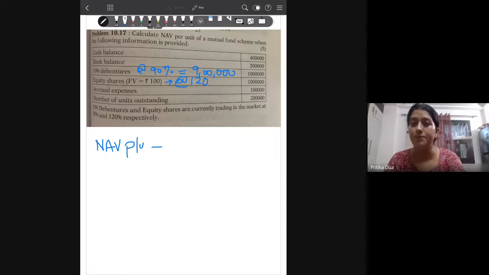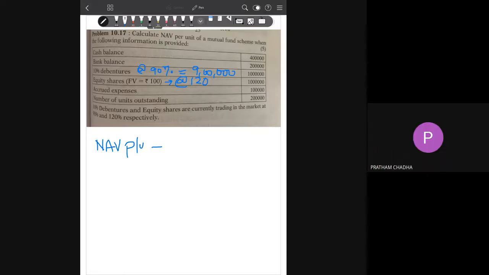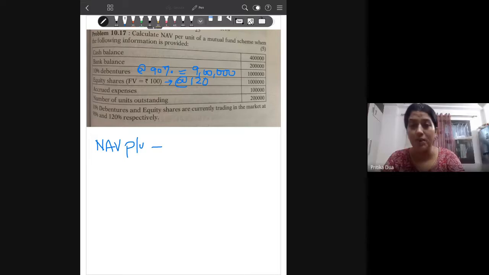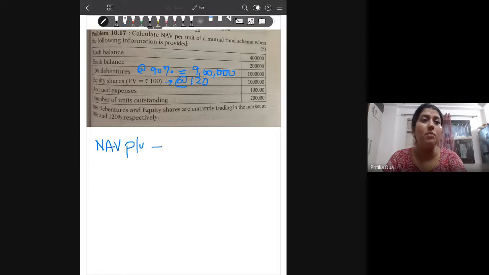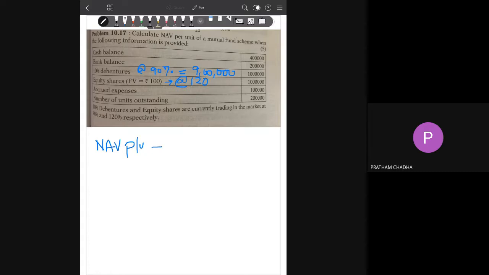Yes, Pratham. My answer came out to be 10.2. How? Ma'am, I added the amount of investments, which is 9 lakh and 12 lakh. Then I deducted 1 lakh for accrued expenses and then divided it by 2 lakh. What about the cash and bank balance? Ma'am, I have doubt: cash or bank balance, bill receivables only.